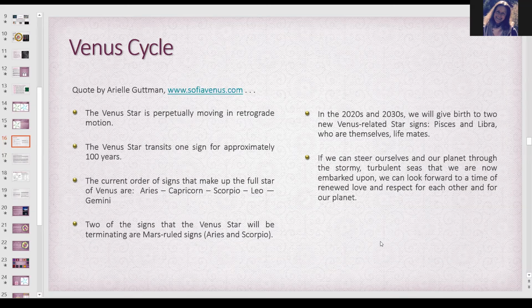In the 2020s and 2030s, we will give birth to 2 new Venus-related star signs, Pisces and Libra, who are themselves life mates. If we can steer ourselves and our planet through the stormy, turbulent seas that we are now embarked upon, we can look forward to a time of renewed love and respect for each other and for our planet.